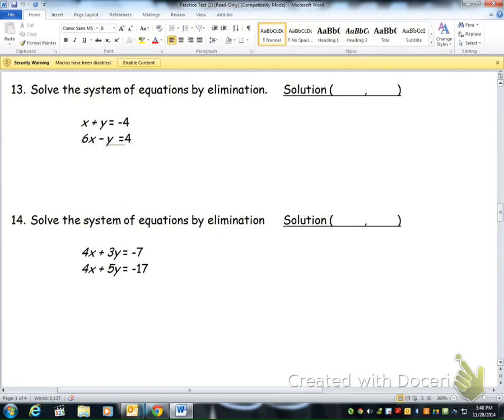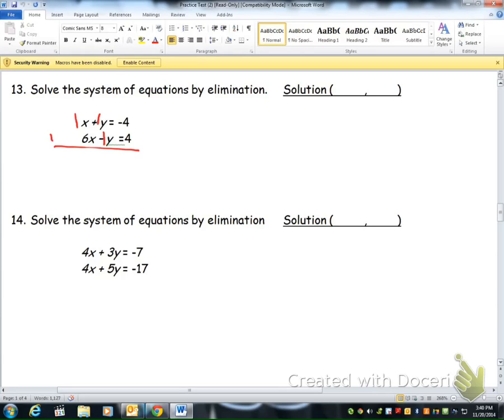Now number 13 is the next one people had questions on, and this one is solving the system by elimination. So remember, a lot of people get hung up on, oh, well, my x's aren't the same. Remember, it doesn't have to be your x's that are the same, it can also be your y's. So here I have 1x and 6x. Well, those won't eliminate. But I have 1y and negative 1y. Well, those will eliminate because they're the same coefficient, but one's positive and one's negative.